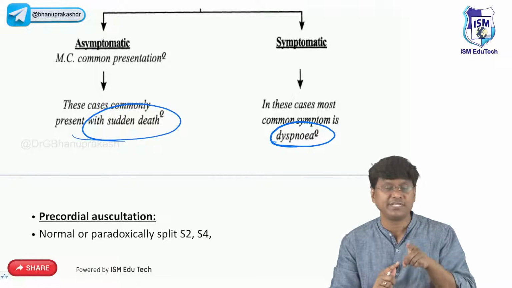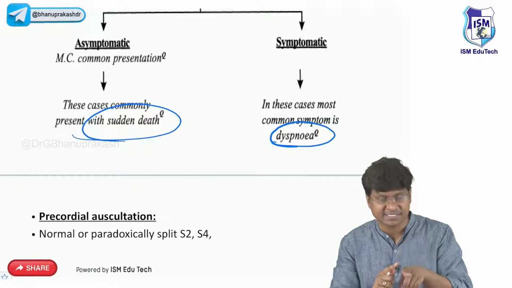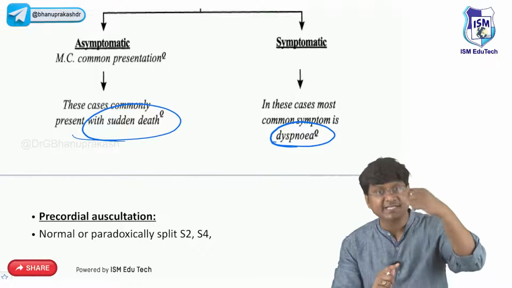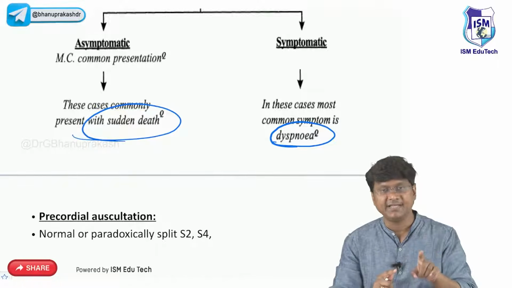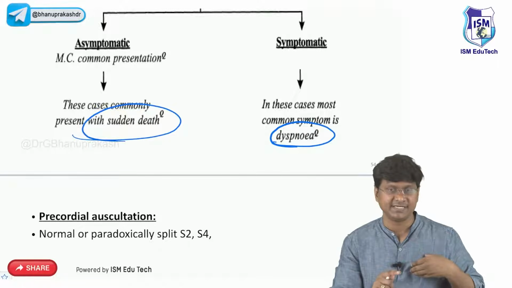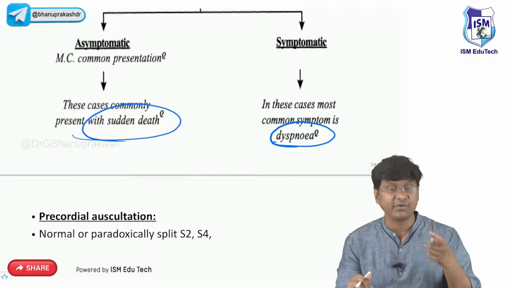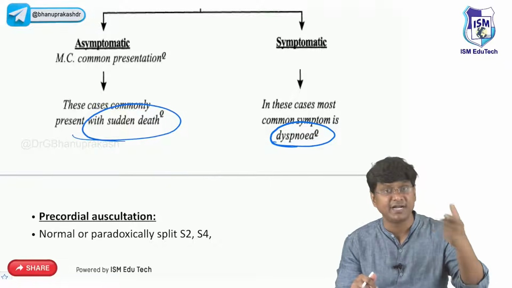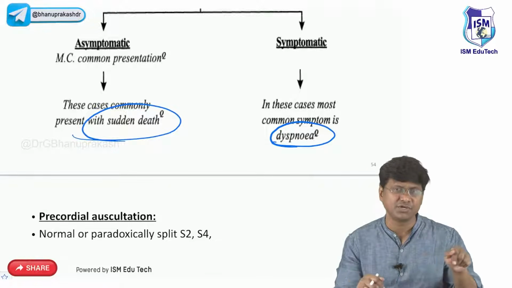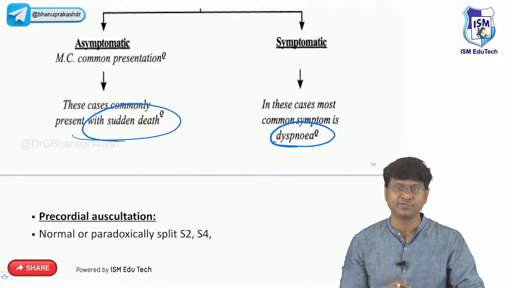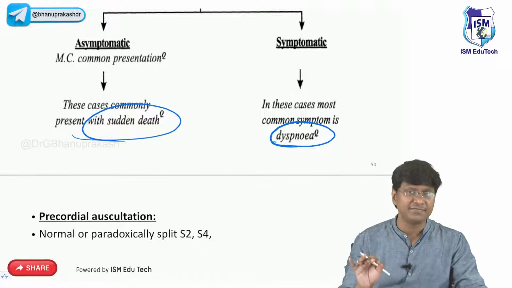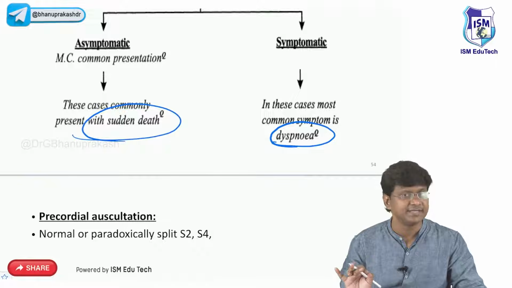And those individuals with hypertrophic obstructive cardiomyopathy with syncopal attacks are at increased risk of sudden cardiac death. Another important clinical manifestation is angina, because it's a hypertrophic septum. The requirement of blood is more, myocardial oxygen demand is more, but supply will be less because of decreased cardiac output, and thereby the individual will also have angina. But if at all they are symptomatic, the most common symptom will be dyspnea.